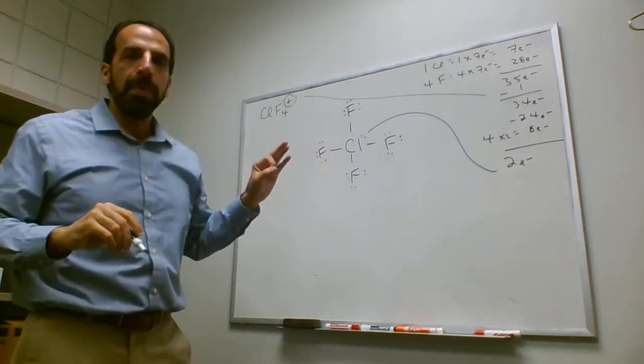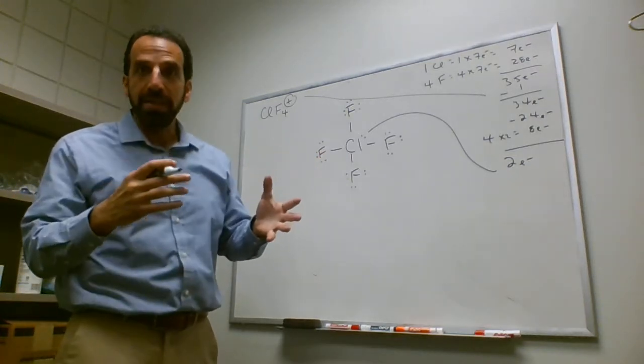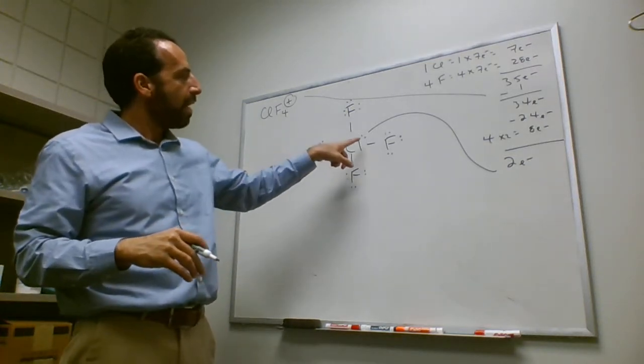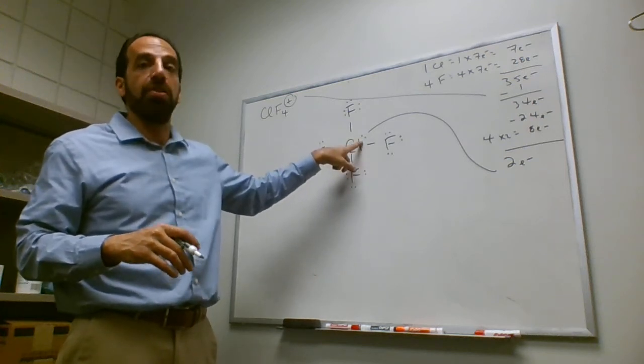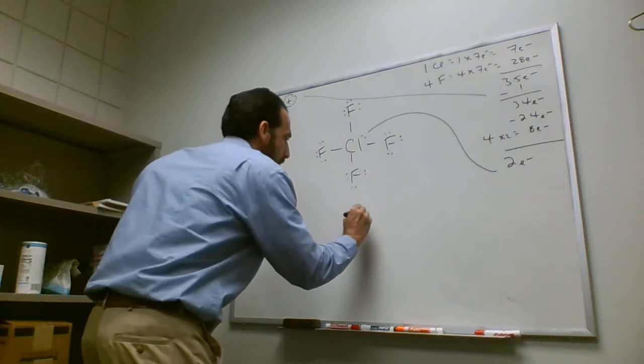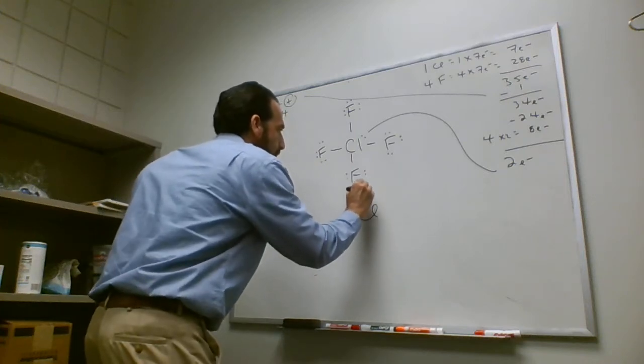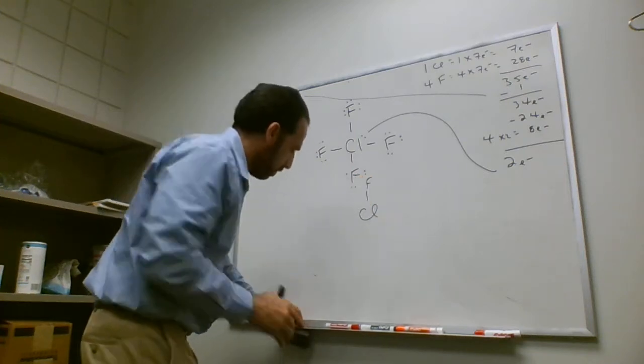A couple of things. I kind of know the structure ahead of time a bit. Whenever I have something like this, these are going to go in an equatorial position. So actually, it's going to look something like this. I have chlorine, fluorine here. Let me erase this.